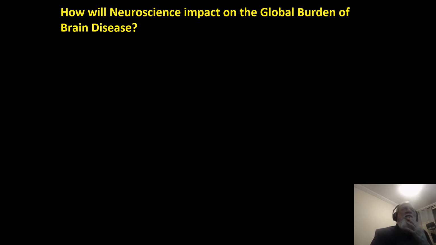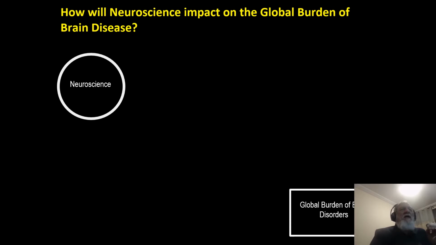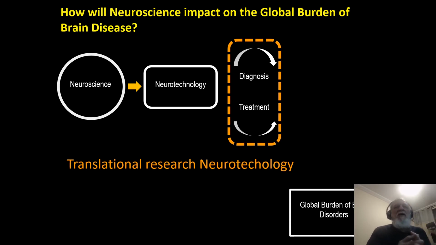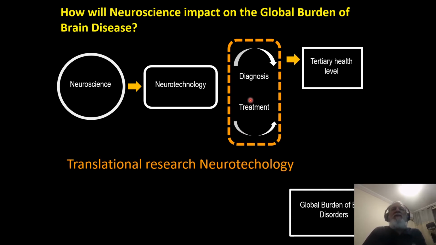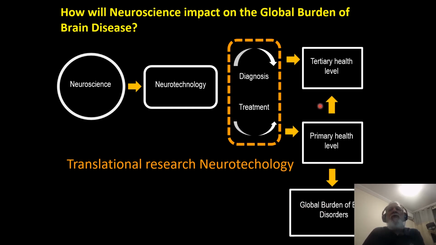How can neuroscience have an impact on the global burden of disease? And we know that we have neuroscience, that through neurotechnology we can do diagnosis and treatment. And that's what's known as translational research in neurotechnology. Then we ask ourselves, why is it concentrated only at the third level of medicine? Why is there a disconnect with the global burden of brain disorders?